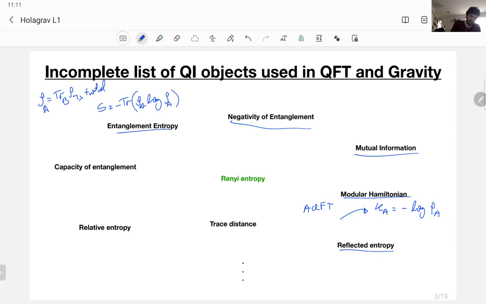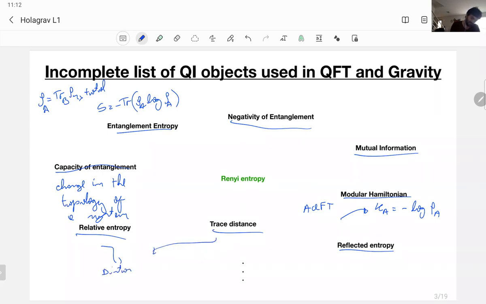And lastly, I want to mention the capacity of entanglement. Capacity of entanglement is much less known. I will say something about that because I'm working on that. But just to mention, this can also detect a change in topology of a system. And these two, relative entropy and trace distance, measure distance between quantum states. The trace distance, I think, was not studied yet in gravity, but the relative entropy is. There are a lot of papers about that.